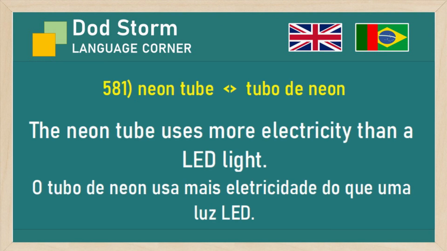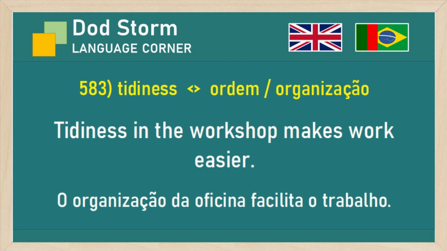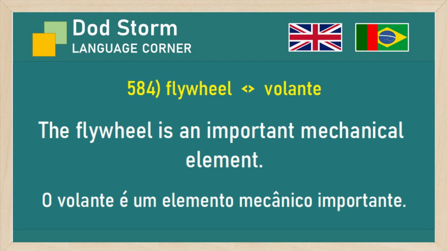The neon tube uses more electricity than an LED light. Optical character recognition requires high resolution. Tidiness in the workshop makes work easier. The flywheel is an important mechanical element.